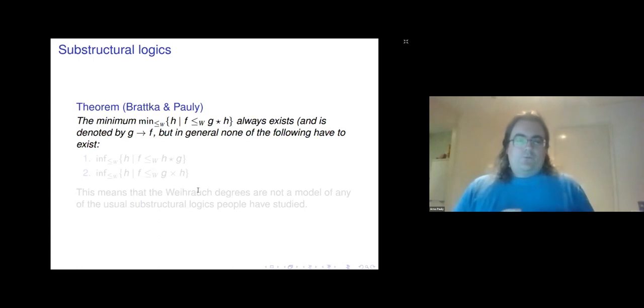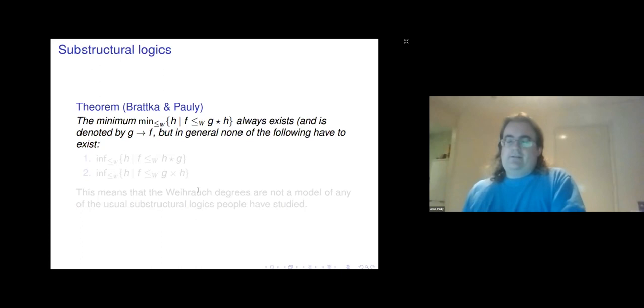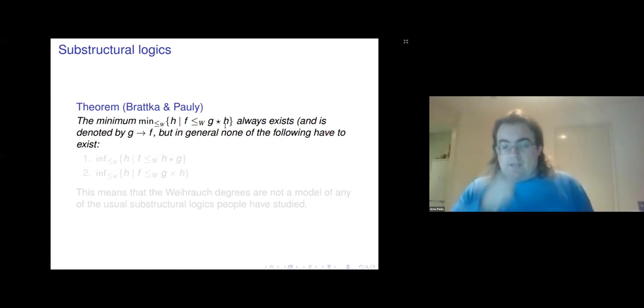Now, the next step in terms of looking at some logical structures the Weihrauch degrees could model is substructural logics. The idea there is that your AND no longer has to be the join inside that lattice, but you still want these implication principles, which are one of the least things that you need to add to a given truth value to get above the next one. One of those works out. So there is the least H such that G star H can solve F. That one we get.